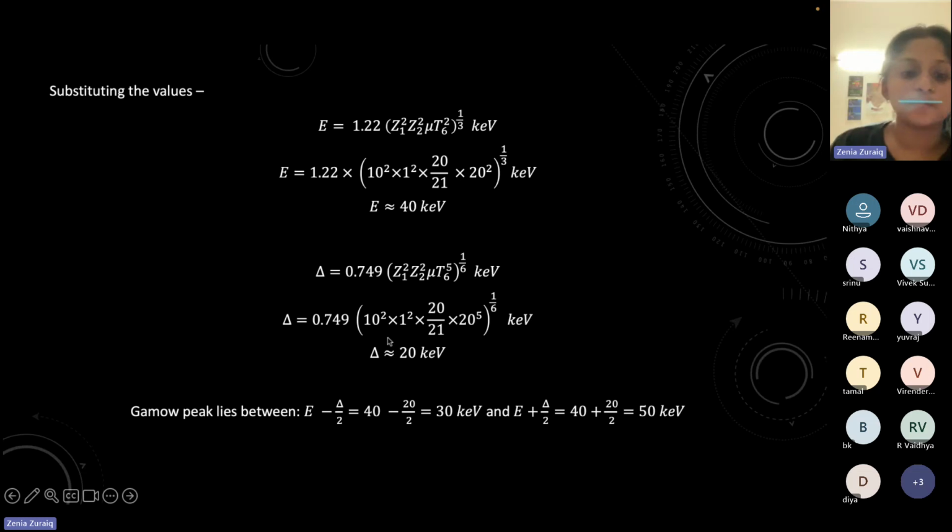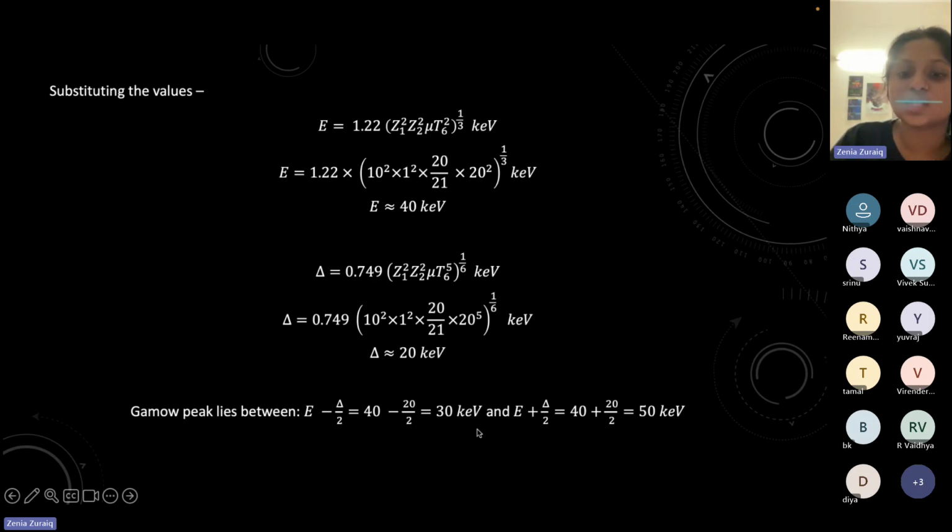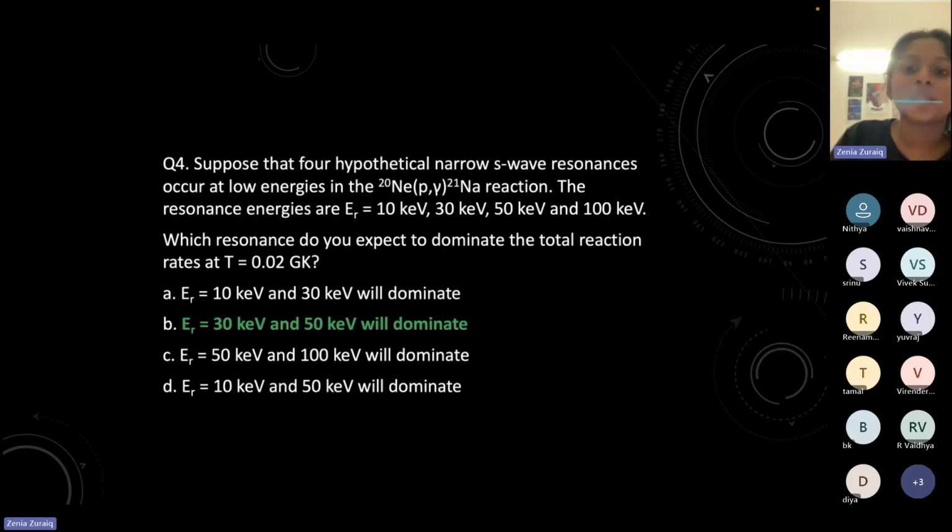You know that the gamma peak is between E minus delta by 2 and E plus delta by 2. If I check that, you see that the gamma peak lies between 30 keV and 50 keV. So this is where the optimal reactions happen, and that corresponds to the 30 keV and 50 keV peaks of the resonant reaction. So this is how to do this question. Even though gamma peak is not mentioned anywhere, you should expect that when a temperature dependence is given, you have to find the optimal reactions through the gamma peak method.